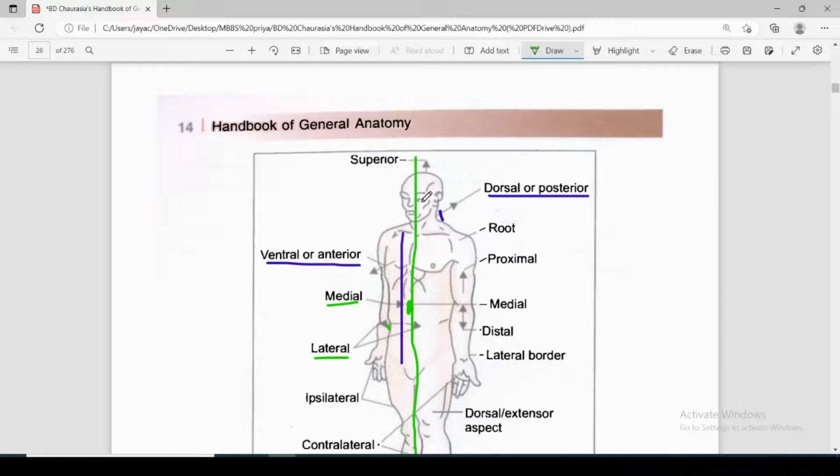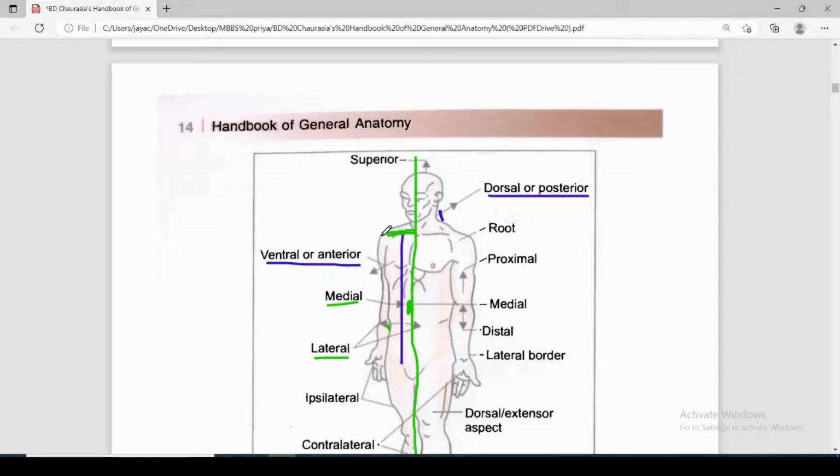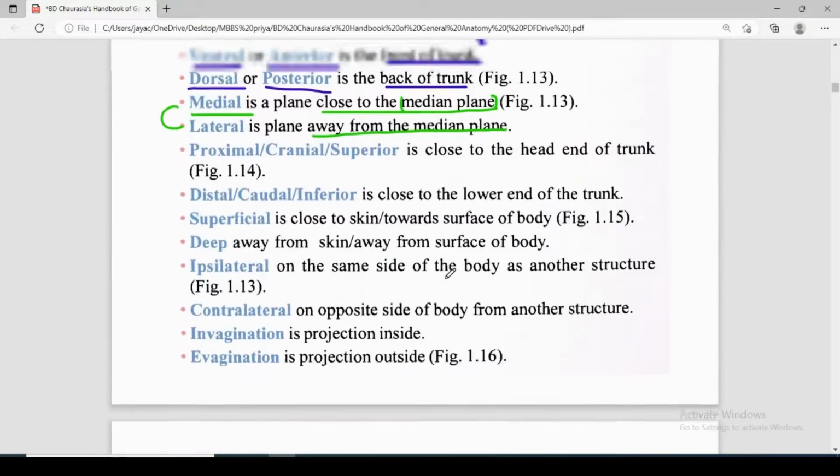Okay, if we take an example, first one is the shoulder region. We can find a clavicle bone. So this is the clavicle bone. Clavicle bone is present here. In this clavicle bone, this is the lateral side, that is away from the body, and this is the medial side. Now this is the medial side, this is the lateral side. So away from the body, that is lateral, and towards the body, that is the medial. So based on the plane we say medial and lateral.